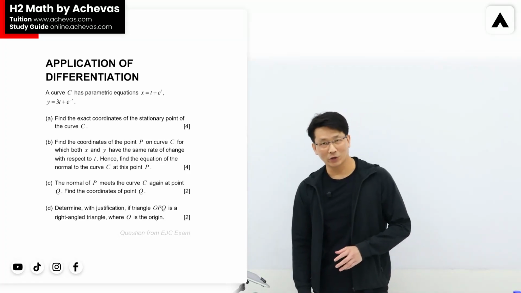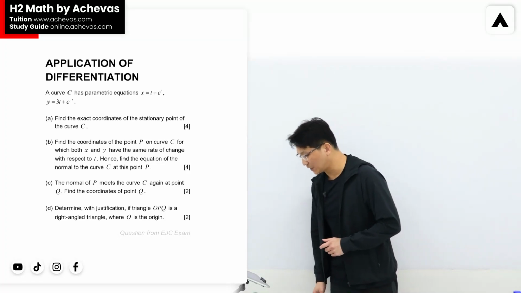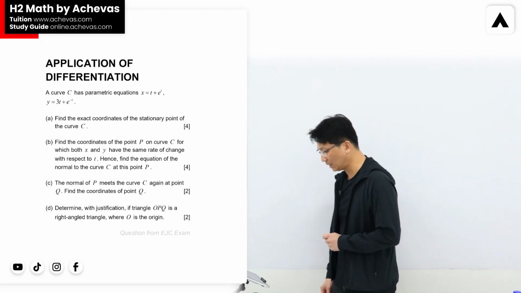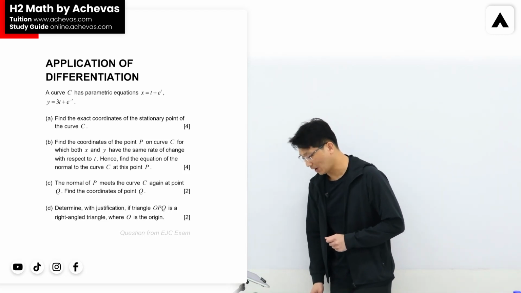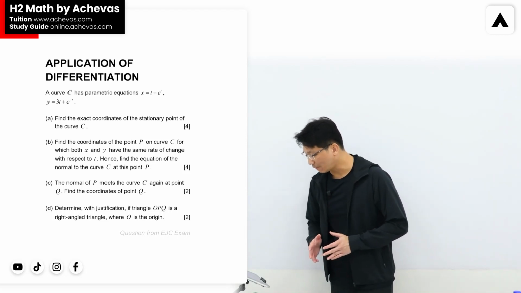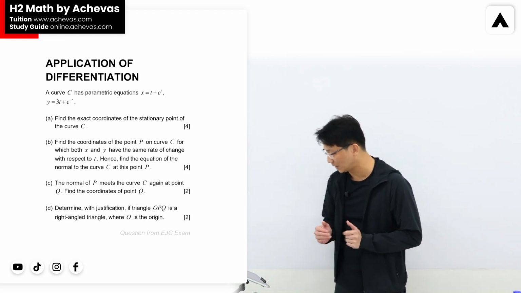Let's take a look at a question on application of differentiation. We are given a curve C as a pair of parametric equations, given to be x equal to t plus e to the power t and y equal to 3t plus e to the power minus t. Part A, find the exact coordinates of the stationary point of the curve C.